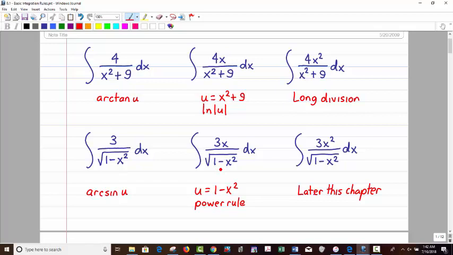This next one would be u substitution, and it would not be natural log like the one above it. The reason why that one's natural log is because that's to the first power in the denominator, meaning -1 when you bring it up. Any other power other than -1 is going to use the power rule, the n plus 1 over n plus 1 rule. And then this type of integral is something that we will encounter later in this chapter.